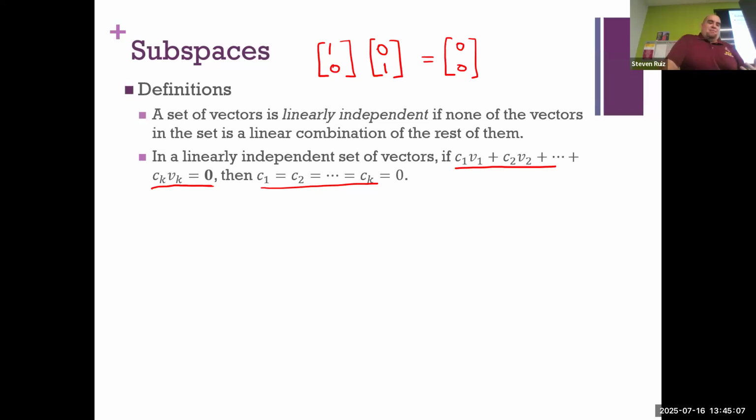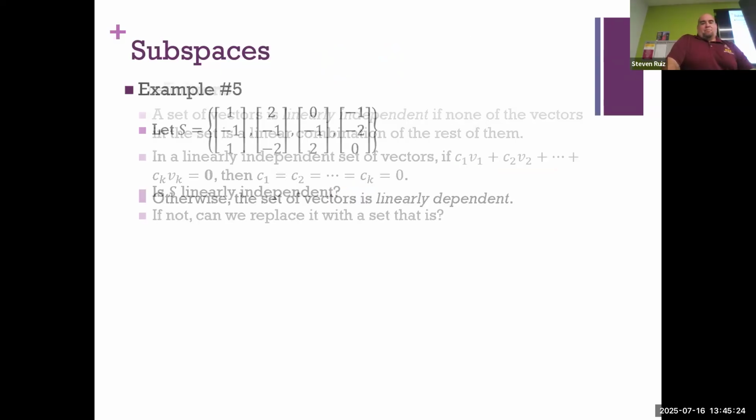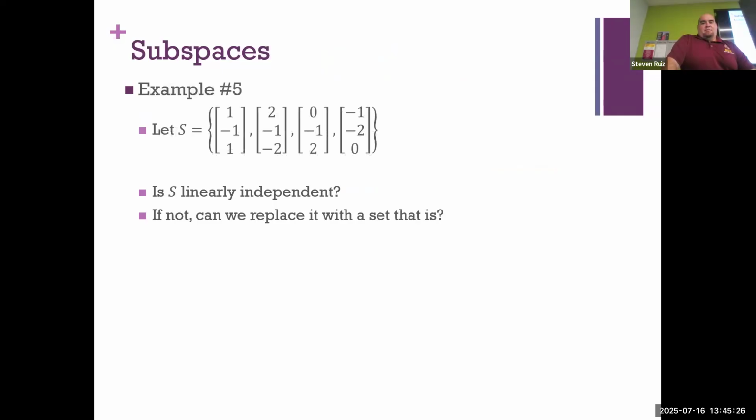Basically there are 2 ways to think about it. I gave you the really rigorous mathematical formula way to look at it, and also the thing you can test: is one of your vectors a combination of all the other ones? If it is, you don't have independence. So is this set linearly independent?